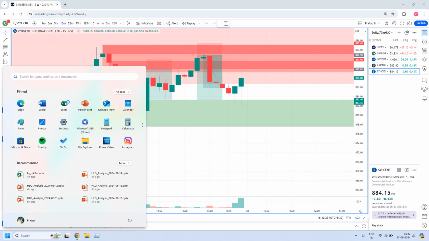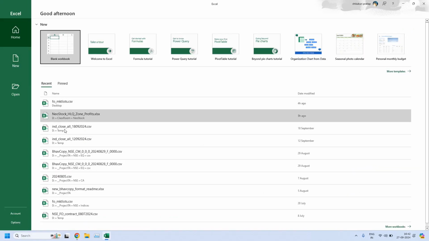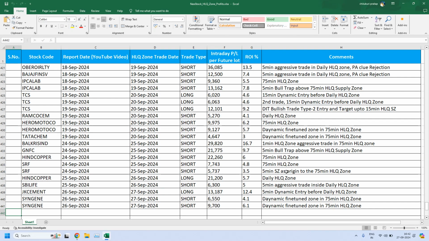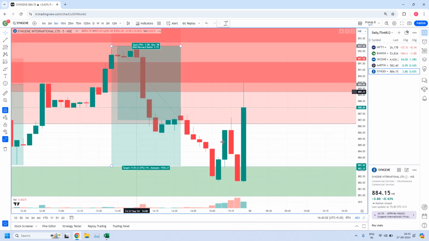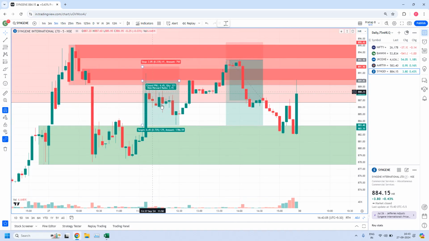So let me open the Excel sheet. SYNGENE, the first trade has given 6,500 rupees profit, 6,550. It is 4.1% ROI as per one futures margin cost. The second trade has given 9,700 rupees profit, which is 6.1% ROI based on one futures margin cost. Hope you got the clarity. Let me go to the 5 minutes time frame. So this is the first trade and this is the second trade. So this is about SYNGENE.